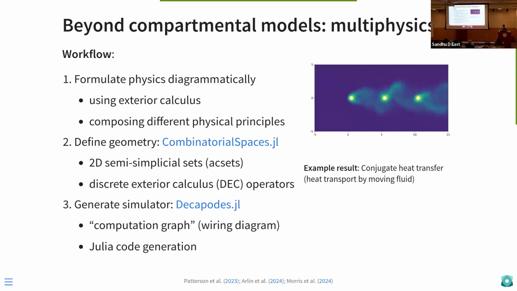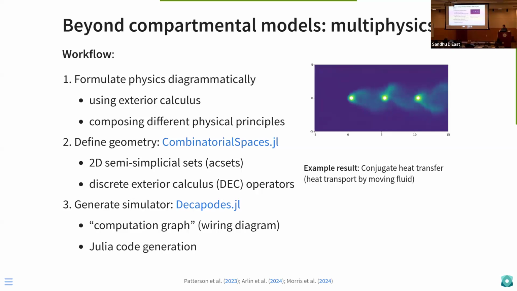And so we've done some work on this where we use a different kind of diagrammatic language, which I won't get into too much, to formulate physics equations using the exterior calculus, and we compile them into a simulator that applies the discrete exterior calculus operators on our geometric spaces, which are represented combinatorially as simplicial sets. And then finally, we have a piece that generates a computation graph and generates Julia code to perform a simulation. So here I'm showing the results of one of these. It has a bit of a different flavor, but it's still emphasizing a similar philosophy of correct by construction.